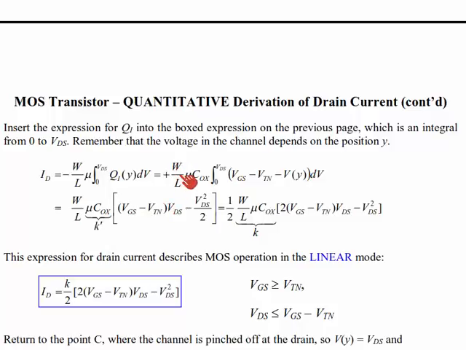Out in front, we have the W over L mu Cox parameters. These are critical SPICE parameters. W and L you can specify directly, or you can specify the mu Cox product, also known as K prime. If you multiply W over L times mu Cox, you can call that another name, transconductance K.